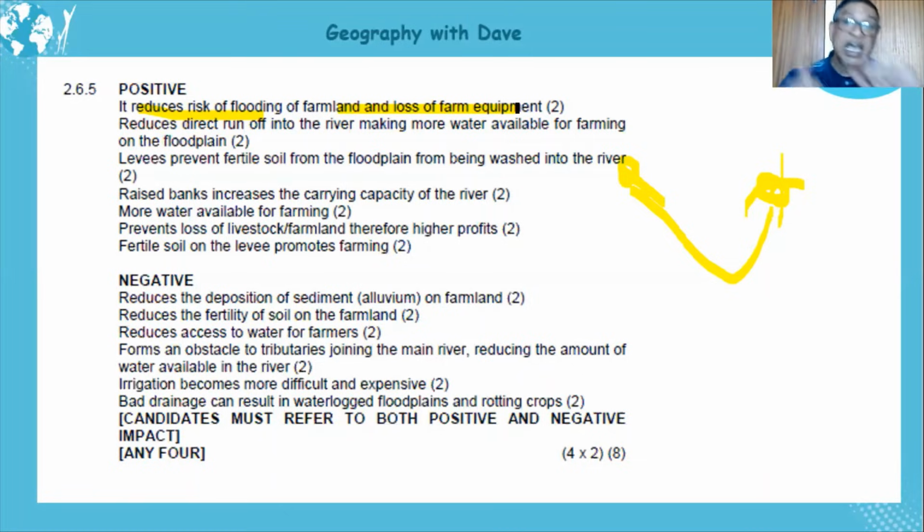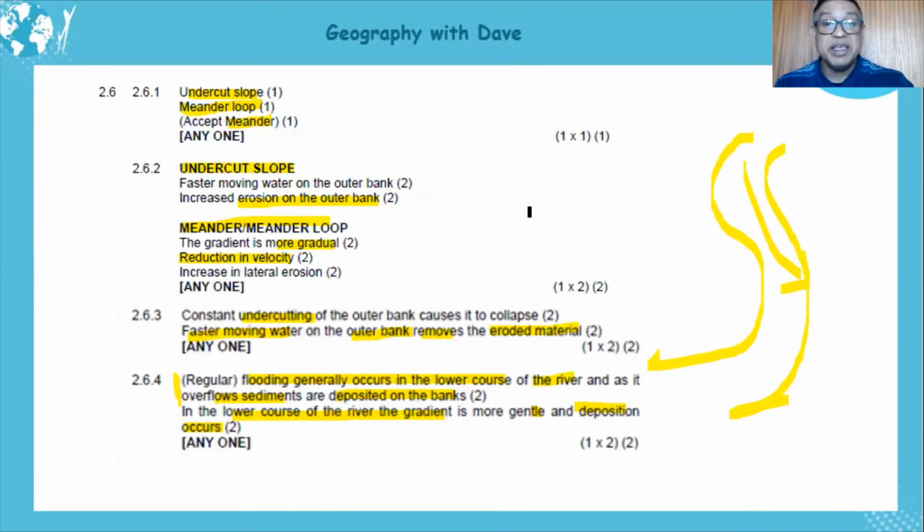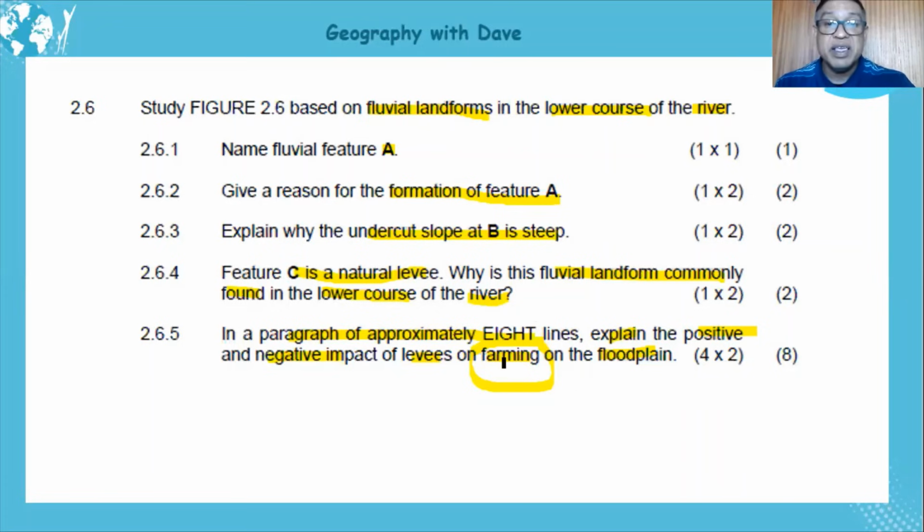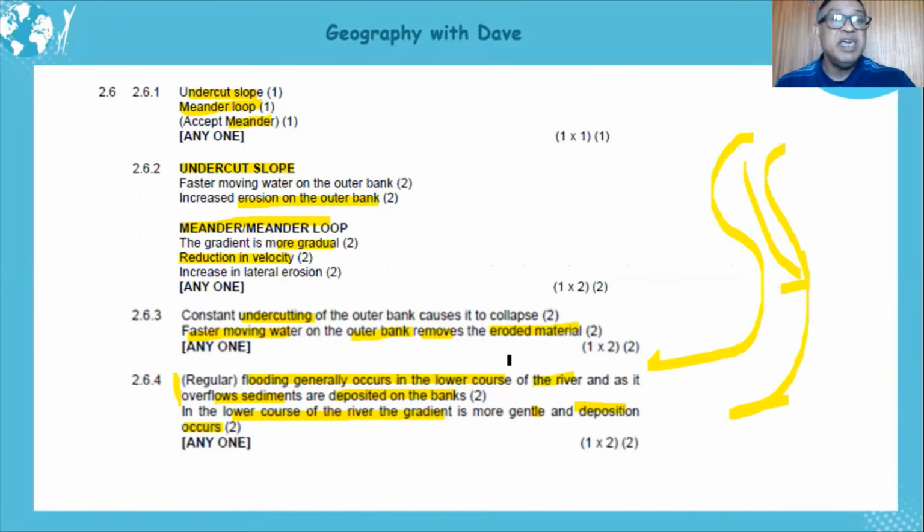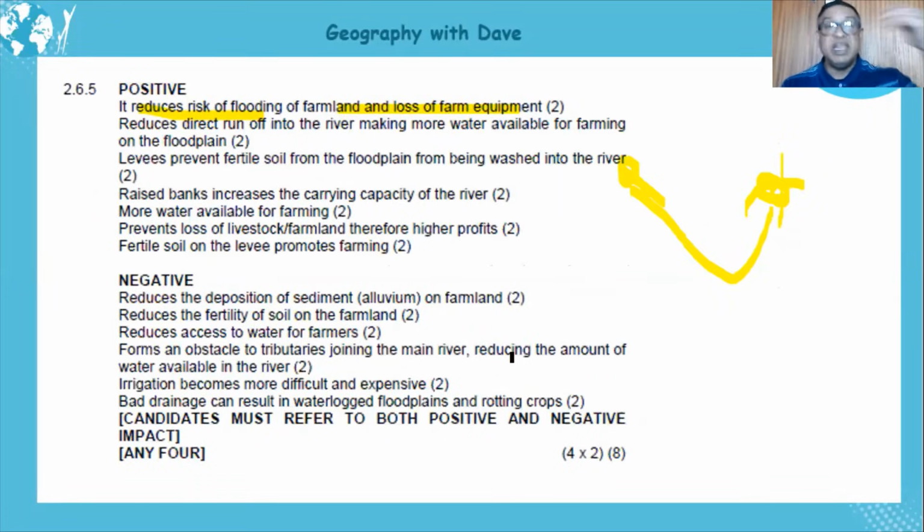So what I did was I related it to the farming. That's all you need to do. If you just said it reduces the risk of flooding, you wouldn't get the mark. All you do is, the question stated farming. Can you see it? Farming. So you just relate it to farming. If it said something else, you relate it to that.